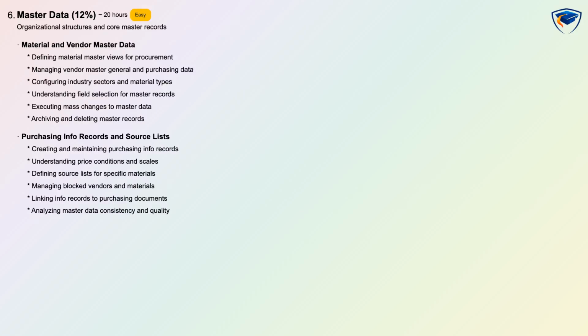Master data accounts for 12% and focuses on organizational structures and core master records. It is an easier domain with about 20 hours of study and conceptual and scenario-based assessment. You will learn to manage material master views relevant to procurement, maintain vendor master general and purchasing data, configure material types and field selection, perform mass changes, create purchasing info records and source lists, understand price conditions, and keep master data consistent and archived when appropriate.